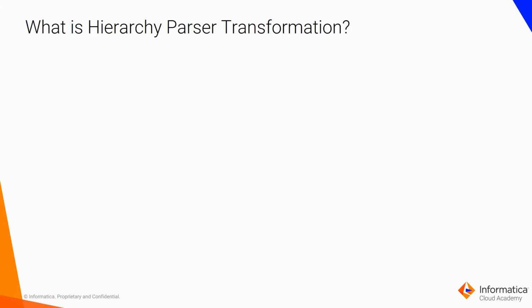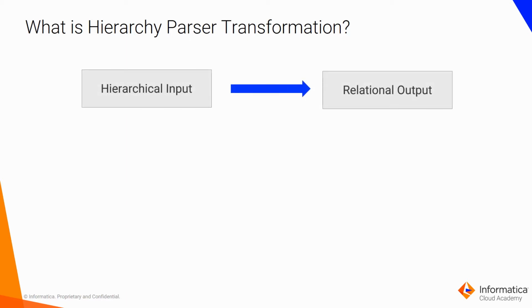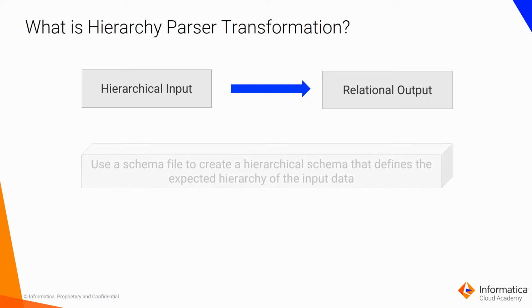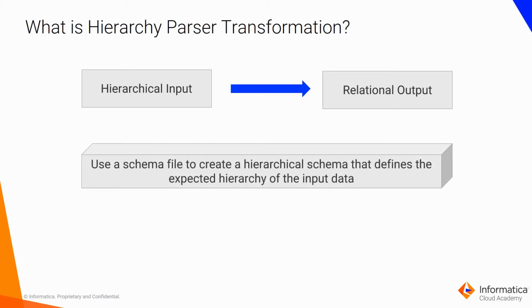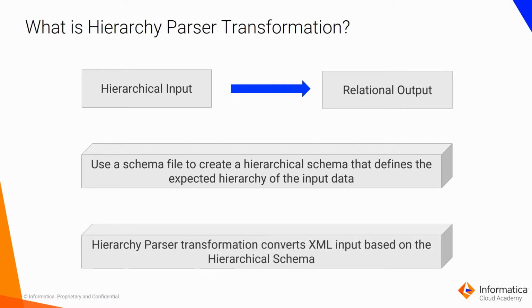The Hierarchy Parser Transformation is a transformation that converts hierarchical inputs into relational output. The transformation processes XML input from the upstream transformation and provides relational output to the downstream transformation. You have to use a schema file to create a hierarchical schema that defines the expected hierarchy of the input data. The Hierarchy Parser Transformation converts XML input based on the hierarchical schema that you associate with the transformation and provides a relational output.